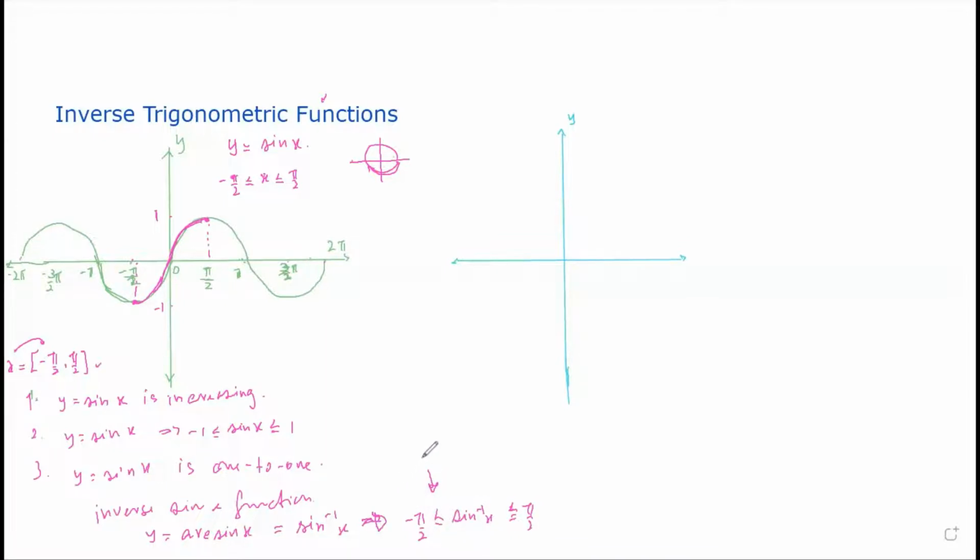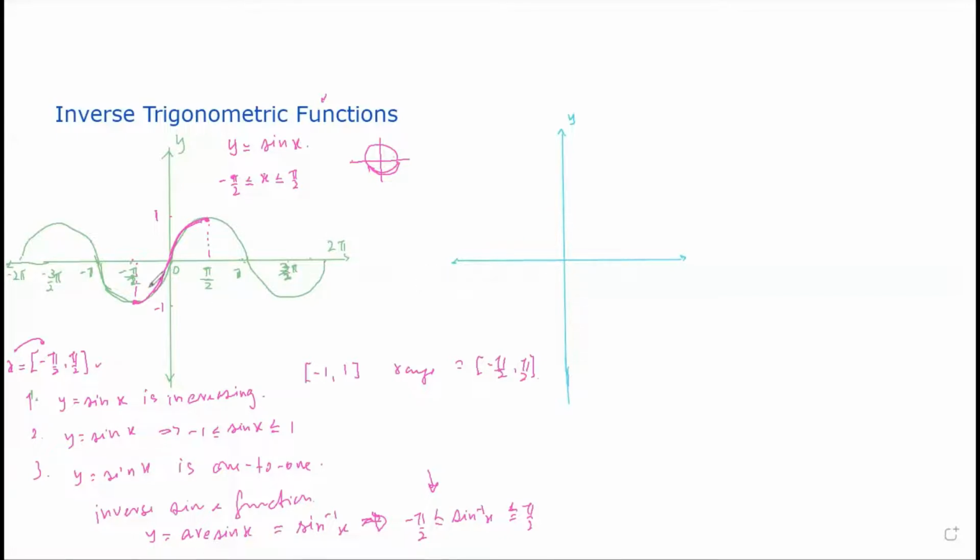And we can say the domain of y equals arc sine x has to be between negative 1 and 1 here. And the range is what? Negative pi over 2 and pi over 2. Okay, so that is the definition of the inverse sine function. Now we are going to plot the graph for the inverse sine function.